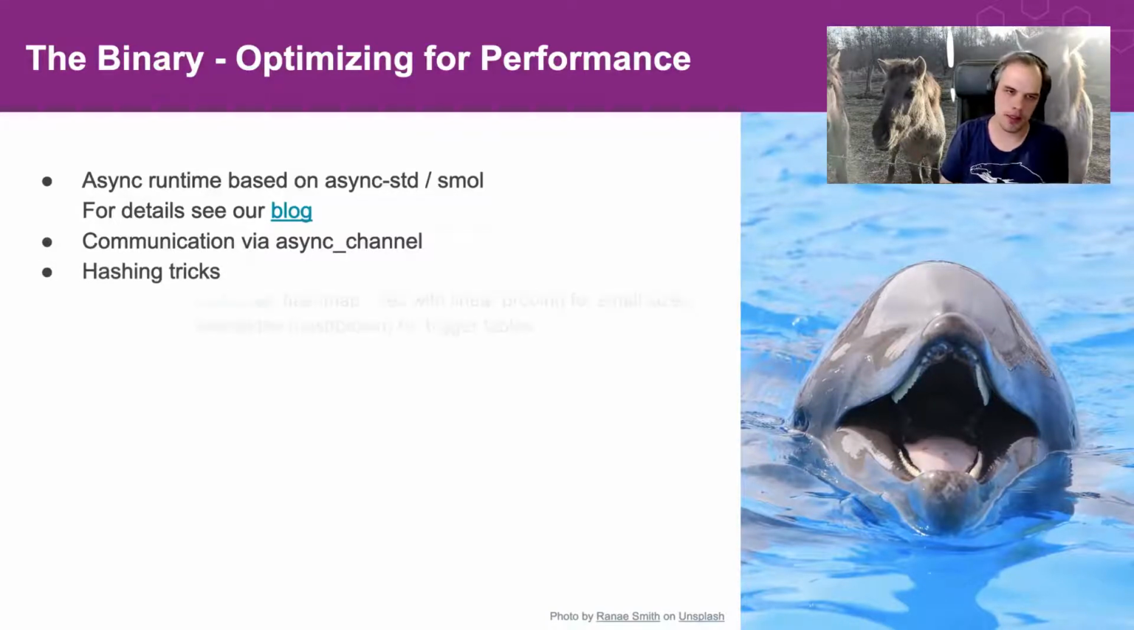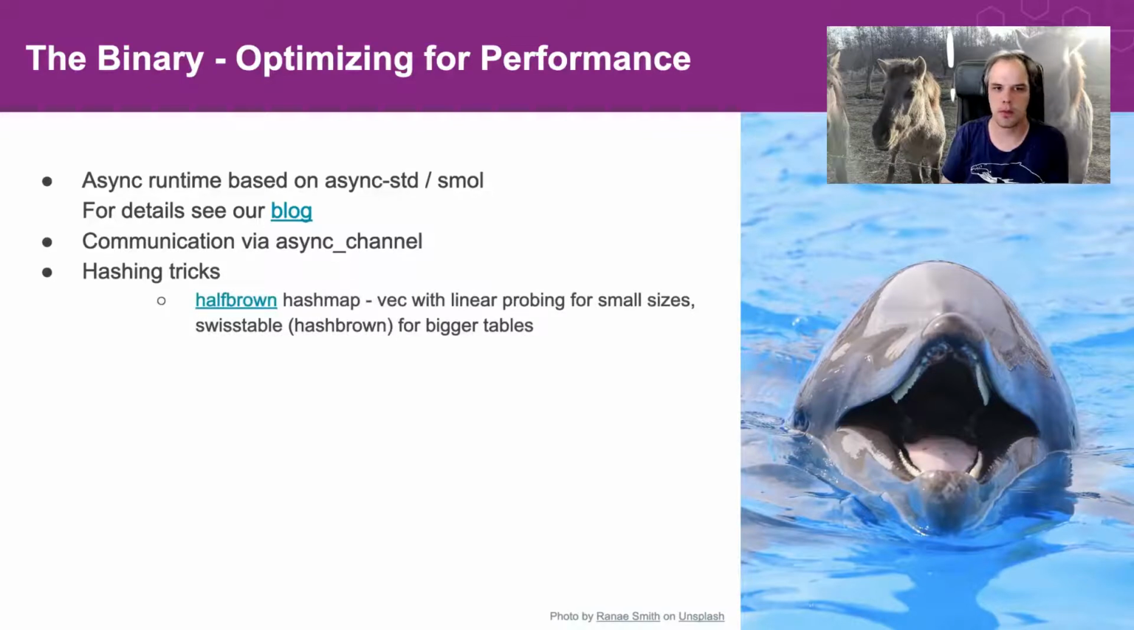So, some more optimizing tricks. We do some hashing tricks. We use the halfbrown hash map, which uses a vec with linear probing for small sizes and dynamically switches to a Swiss table, which is what's now in std, or was hashbrown, or still is hashbrown, but it uses this one for bigger tables.